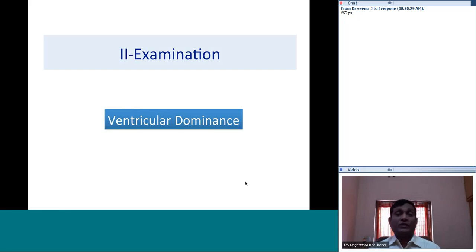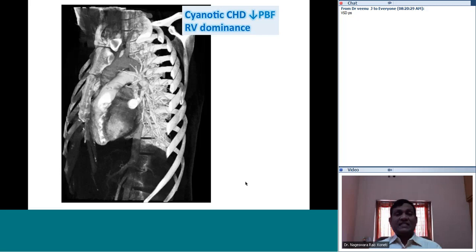So, if you look at the CT scan of the chest, a sagittal view here, you can see the sternum here and the right ventricle is just below the sternum. So, in general, if you palpate your own right ventricle, you won't be able to, because it is below the sternum. So, that is the right ventricle.